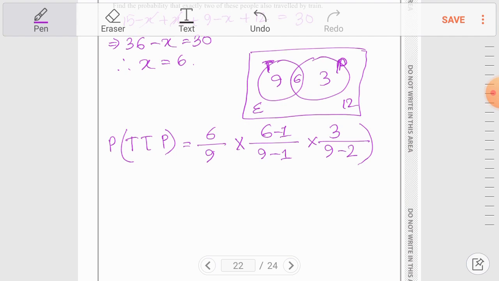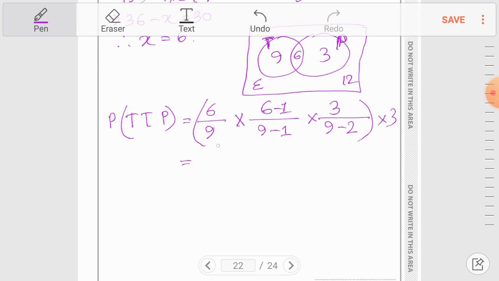And they can be in any order. The second person might come in the first person's place, or the third person might come in the second person's place. As we have 3 different elements under this probability, that means it has 3 different orders. So we are going to multiply by 3, and that would be 6 by 9 into 5 by 8 into 3 by 7 into 3, and the real answer will be 15 by 28.